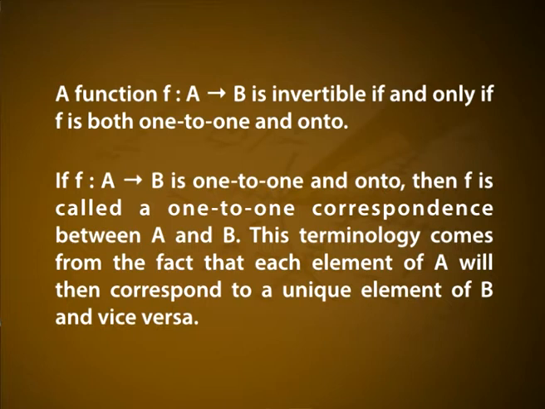Theorem: a function f from A into B is invertible if and only if f is both 1 to 1 and onto. If f from A into B is 1 to 1 and onto, then f is called a 1 to 1 correspondence between A and B. This terminology comes from the fact that each element of A will then correspond to a unique element of B and vice versa. Some texts use the terms injective for a 1 to 1 function, surjective for an onto function and bijective for a 1 to 1 correspondence.